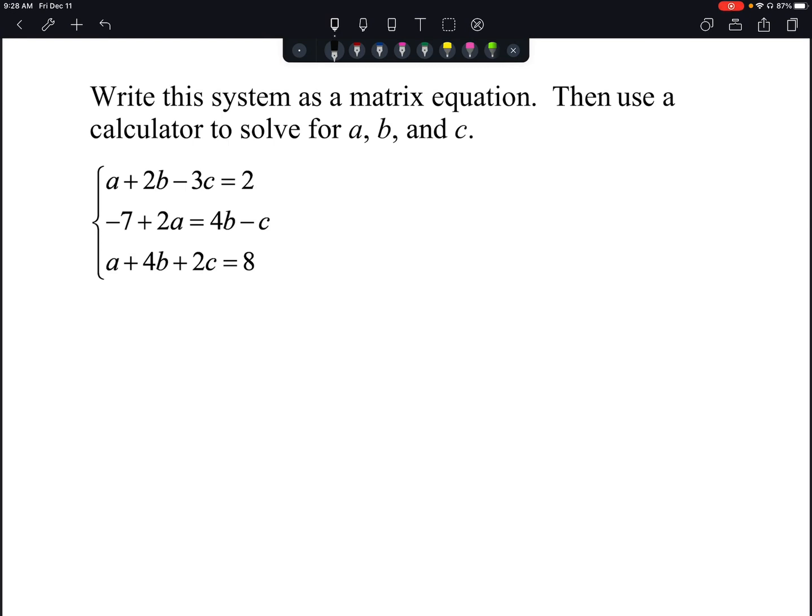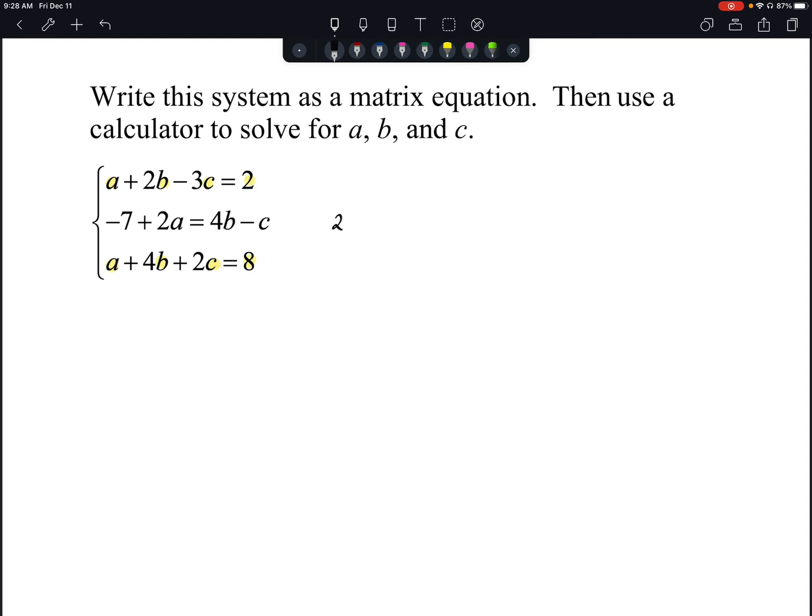So the first thing it says to do is to write this system as a matrix equation. Then use a calculator to solve for A, B, and C. So the first step here is we have to make sure they're all in the same form or the same order. Okay, so you'll see this one goes A, B, C, constant. This one down here is A, B, C, constant. But the one in the middle is not, so we need to rewrite that first.